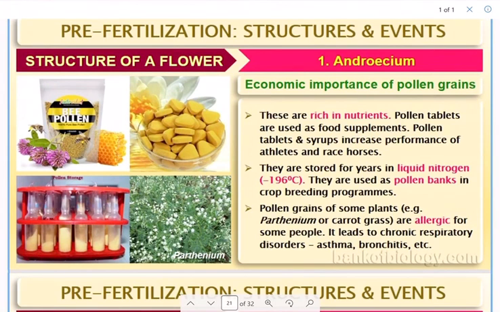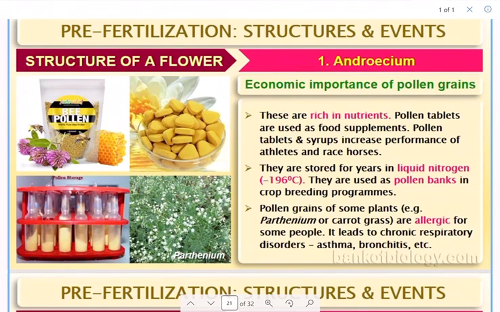And what is the economic importance of these pollen grains? In what way are they useful to us? They are very rich in nutrients. Pollen tablets are used as food supplements. Pollen tablets and syrups increase the performance of athletes and race horses. They are stored for years in liquid nitrogen at minus 196 degrees centigrade. They are used as pollen banks in crop breeding programs. I told you just now.